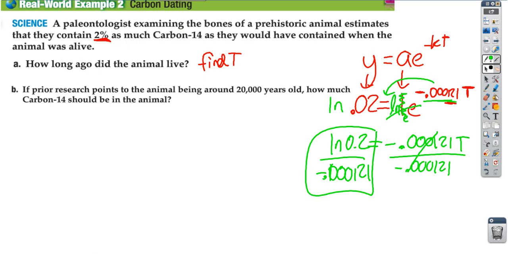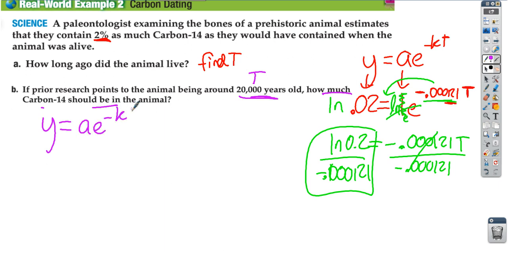Okay, the second part, part B, says if prior research points to the animal being 20,000 years old, so they're giving us a time right here. The question is how much carbon-14 should be in the animal? Well, that means how much should currently be in the animal. That's asking us to find y in this case.